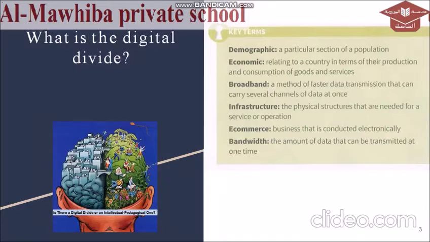Infrastructure. It is a physical structure that is needed for a service or operation. E-commerce. It is related to online business, that can be conducted electronically. Bandwidth, the amount of data that can be transmitted at one time. So these are the key terms.